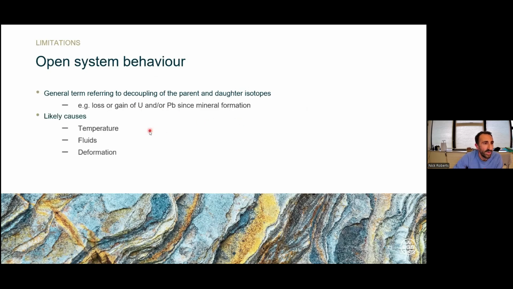Like the causes, well, if we raise temperature enough, above what we call the closure temperature, we're going to start mobilizing these. In carbonates, fluids are a big problem. They're very fluid reactive, and deformation can also help us mobilize isotopes.